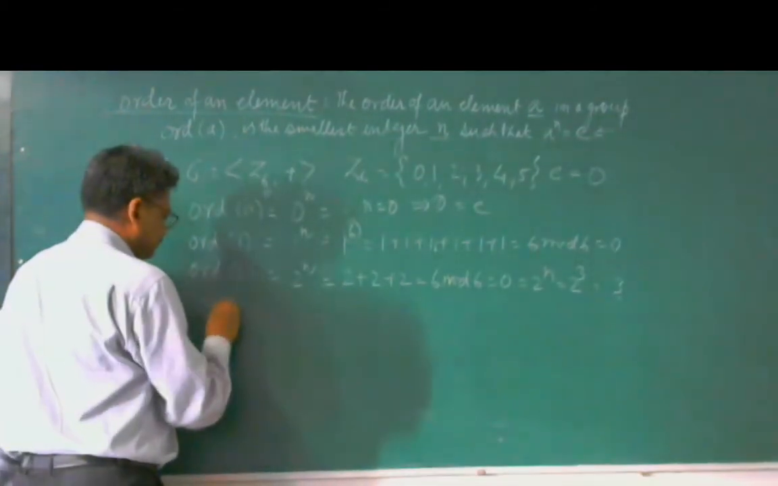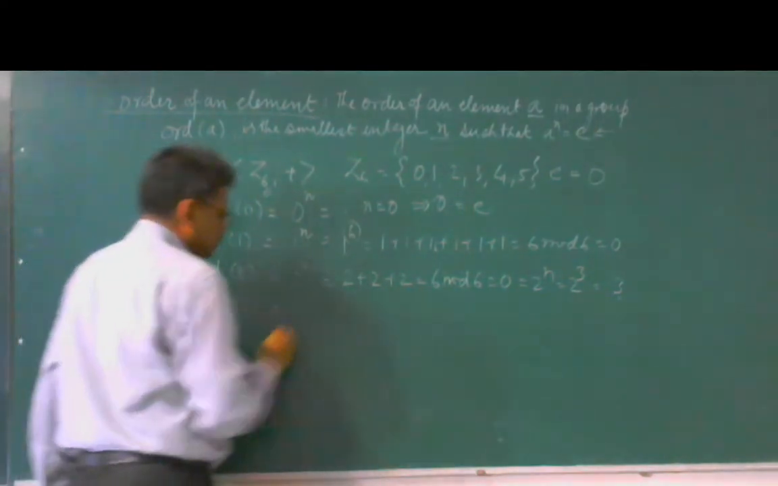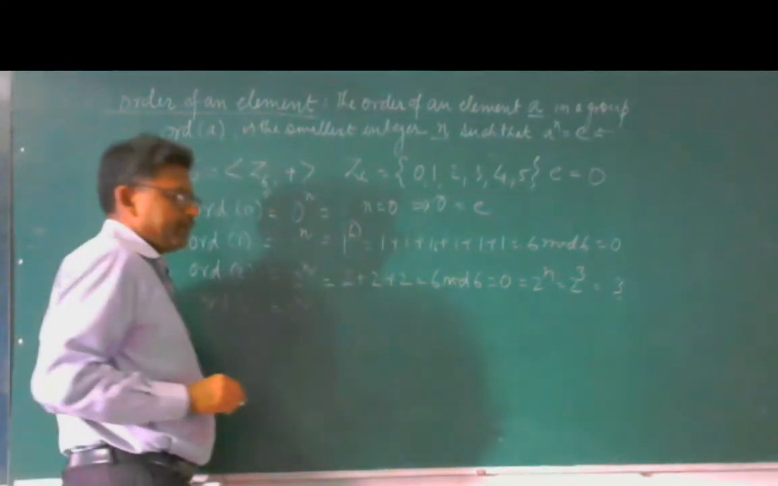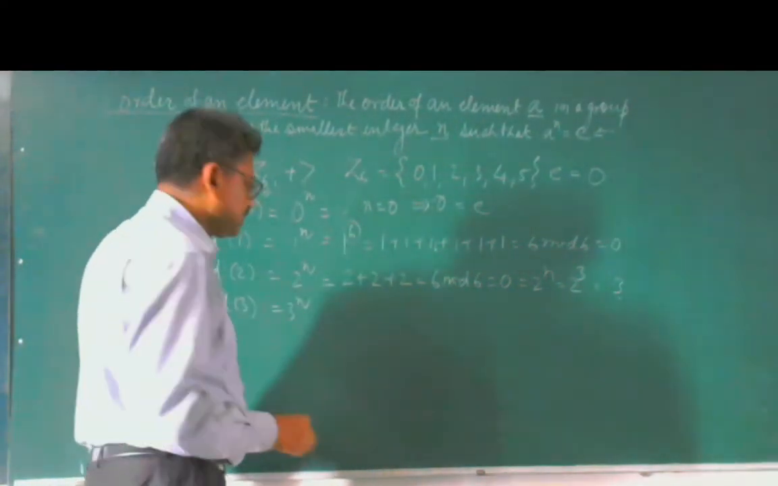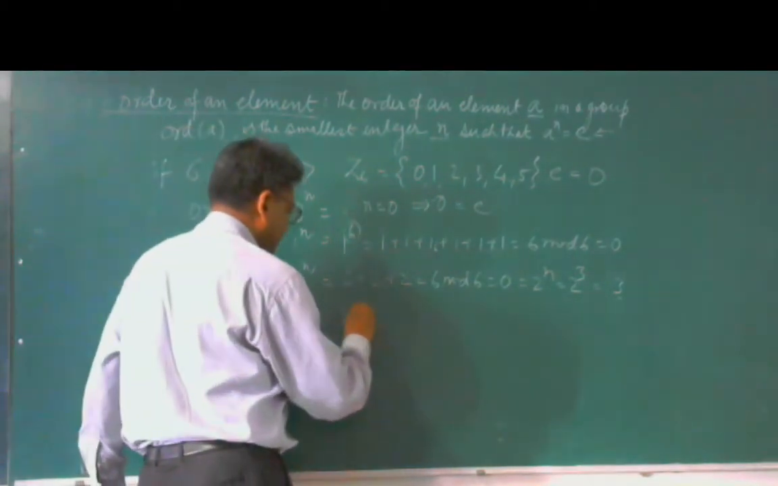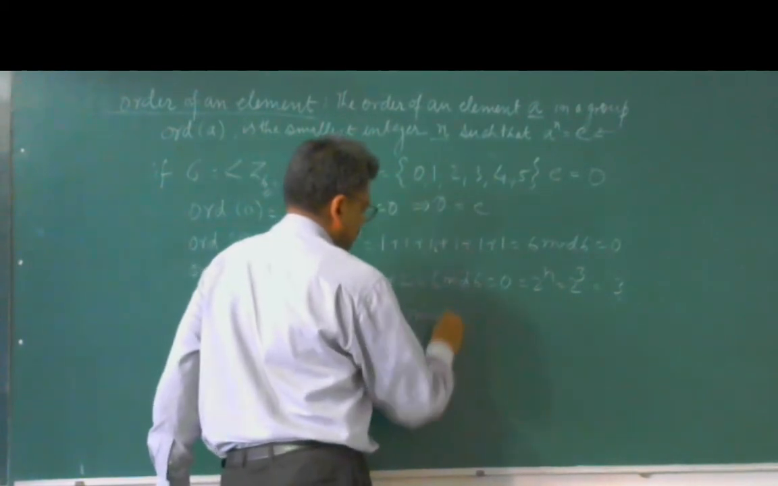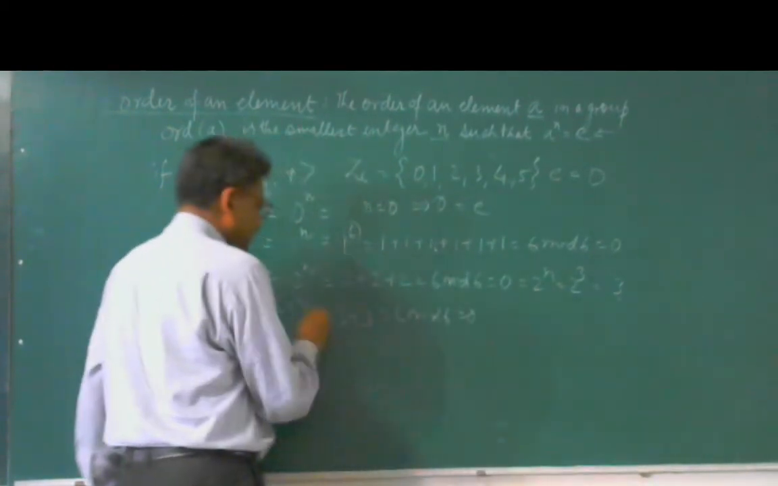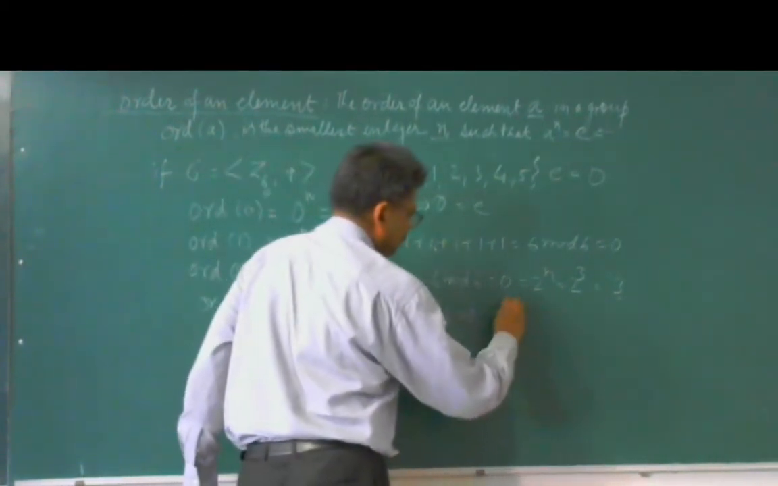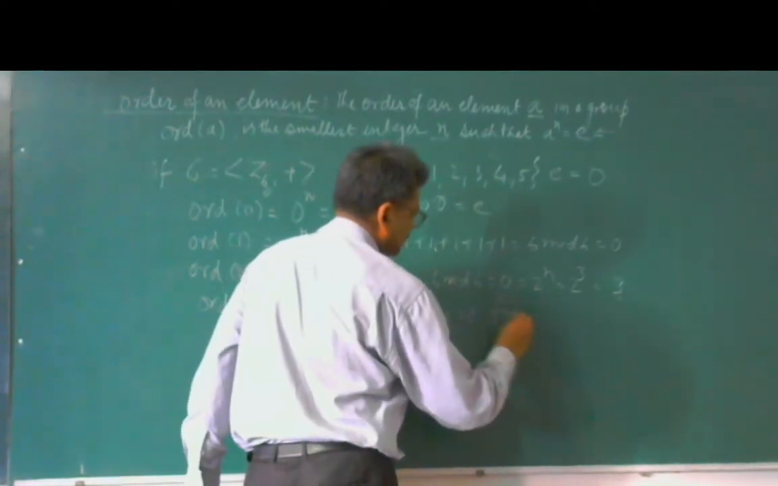Similarly, order of 3, 3 to the power n. How many times 3 will be added, so that the resultant will be equal to 0? So 3 plus 3 is equal to 6, and 6 mod 6 is equal to 0. So order of 3 is 2, 3 to the power 2. So order of 3 is 2.